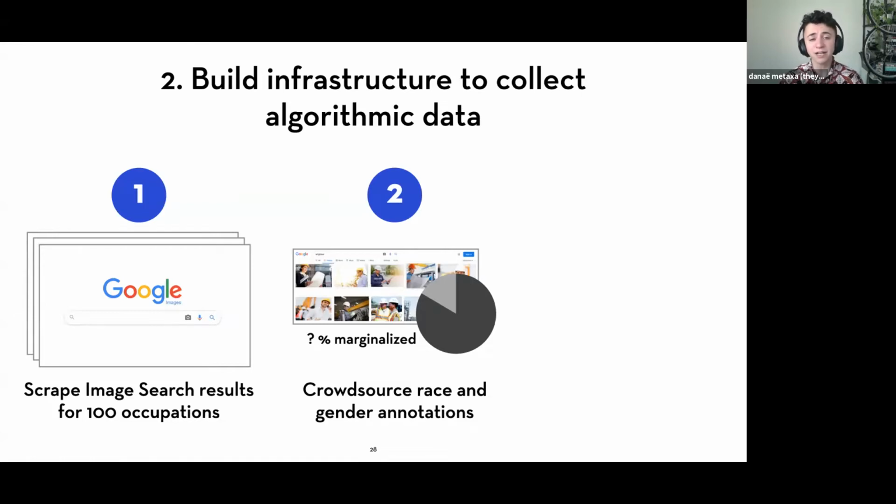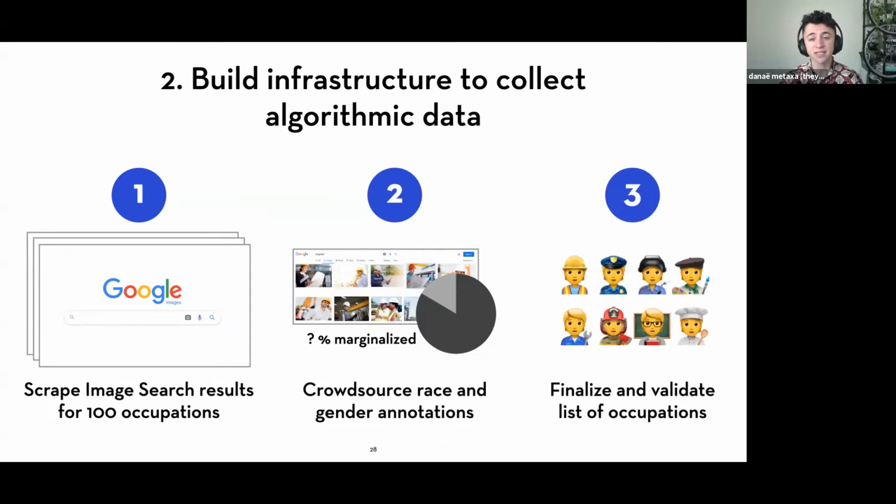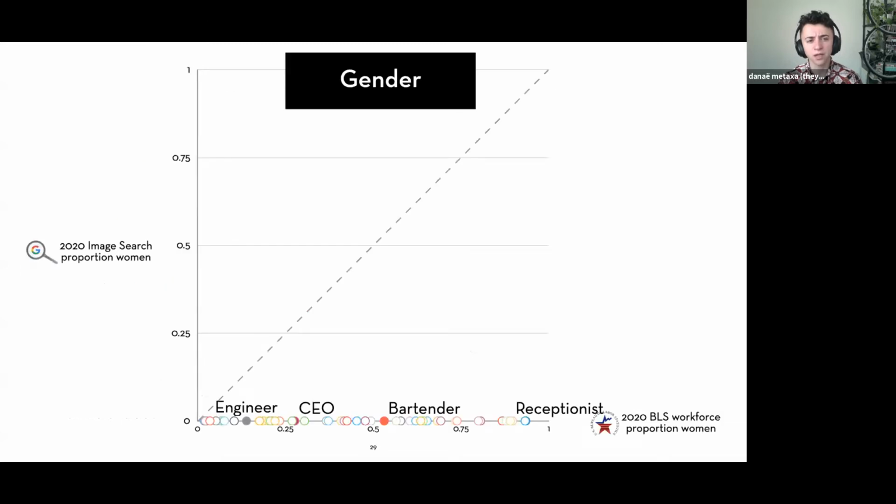And finally, after eliminating occupations whose image search results didn't show enough people or people with discernible race and gender, I settled on a final list of occupations. And I made sure that these occupations weren't statistically significantly different from the full list of BLS occupations in demographics. So putting all of this together, what does that look like?